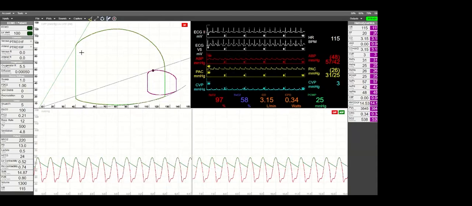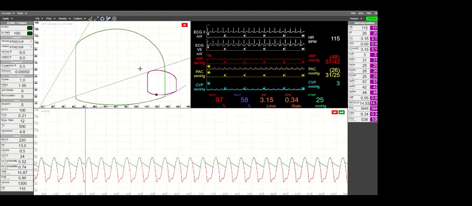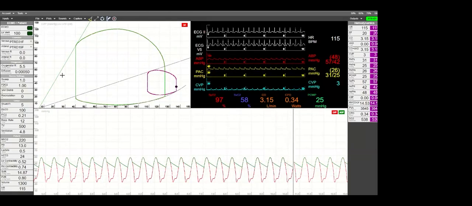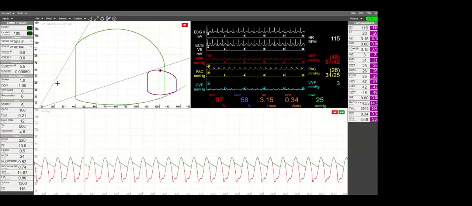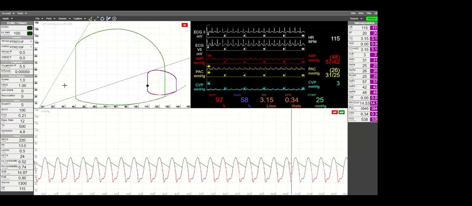And so again, it's entirely the area in this loop. So you can see in the green loop, it's much larger, whereas in the purple loop, we have much smaller stroke work. The next side of that equation for our total work done is going to be stroke work plus potential energy. And the potential energy is going to be bound by this end systolic pressure volume relationship and end diastolic pressure volume relationship. And so that's going to be the area within this region here.